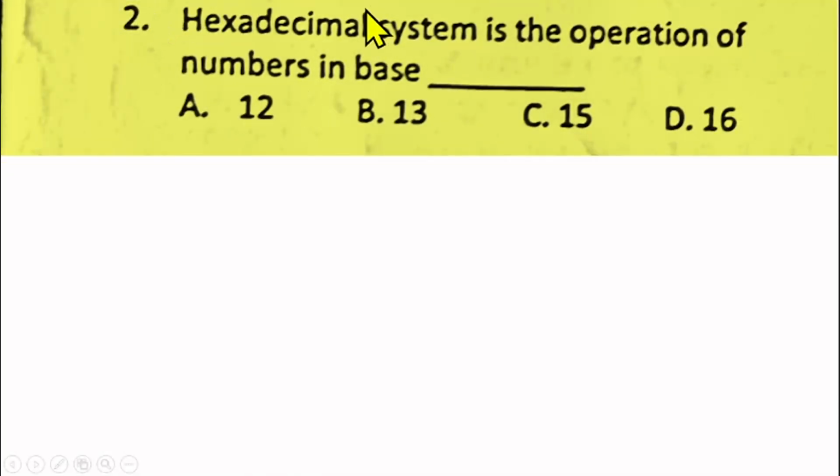Question number 2 is from number base. We are told that the hexadecimal system is the operation of numbers in base dash. So hexadecimal is a number in base 16, which is option D for question number 2.